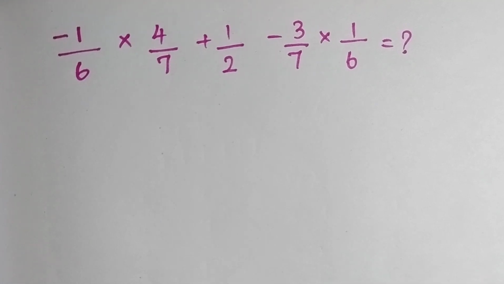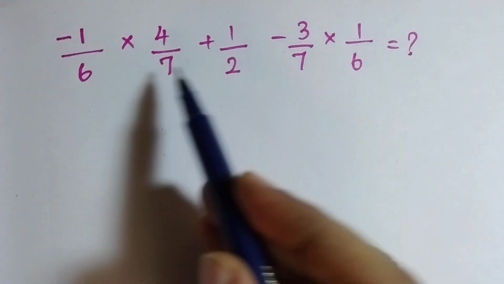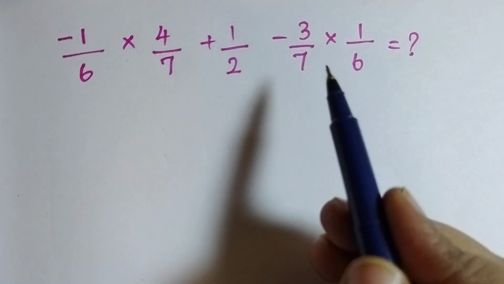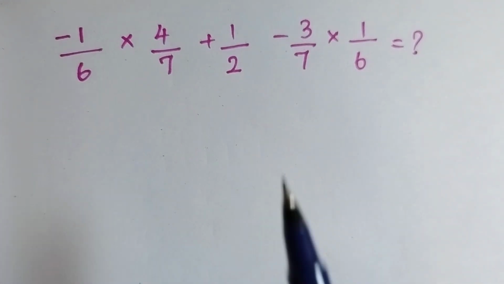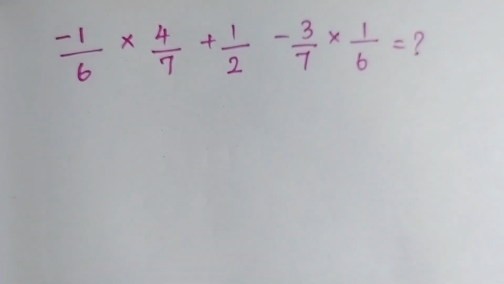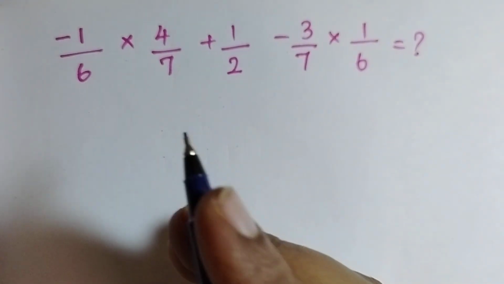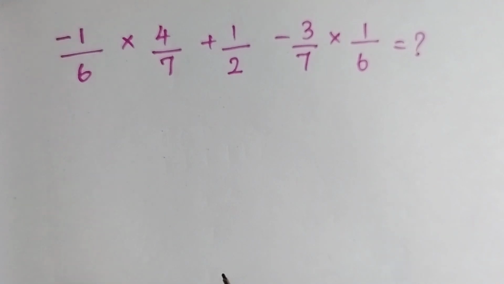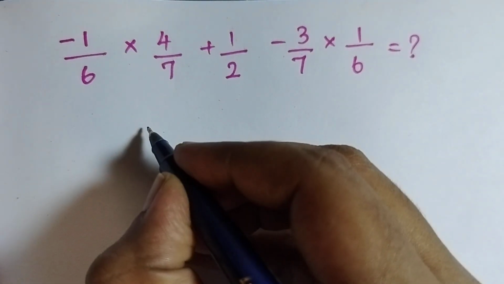In today's class, we are going to discuss simplification, how to handle the simplification problem. So if we see here, this sum consists of multiplication, addition and subtraction. It has three operations. So which one will we give preference to first? So there is a confusion. For that, there is a rule.